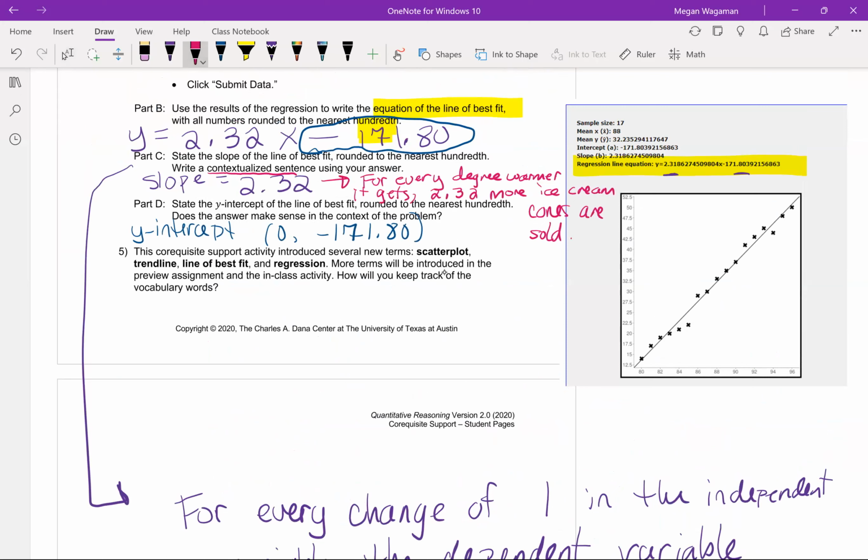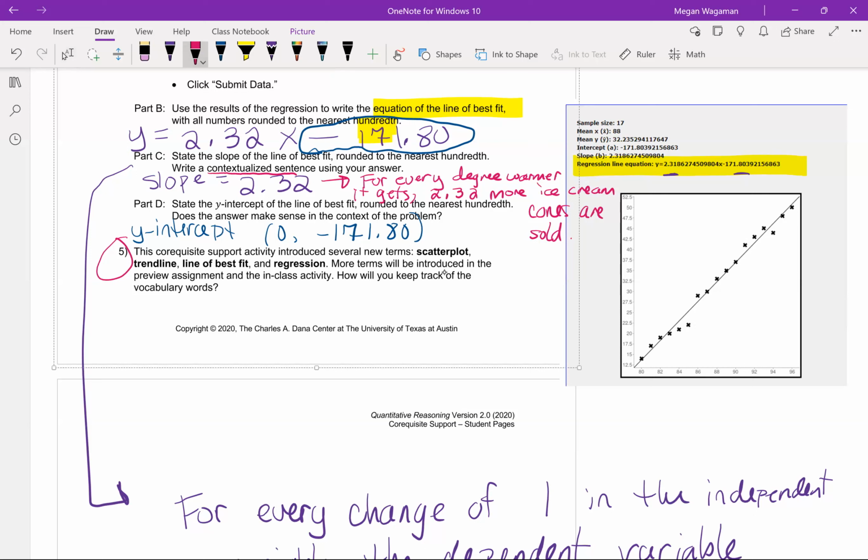Question number 5 is really for you to think about. It says, this activity introduced several new terms. We talked about a scatter plot, where we plot the points, and a trend line, which is the line that best fits those points. We talked about regression, which is the process of calculating, figuring out where that trend line is. There's going to be some more new vocabulary as we go through more lessons. So how will you keep track of it?